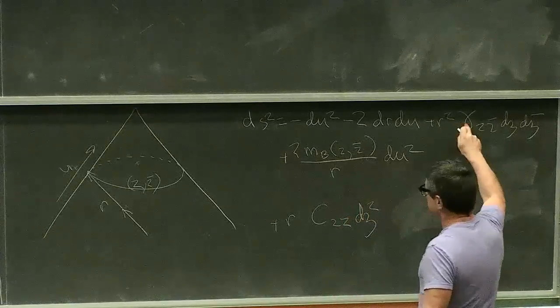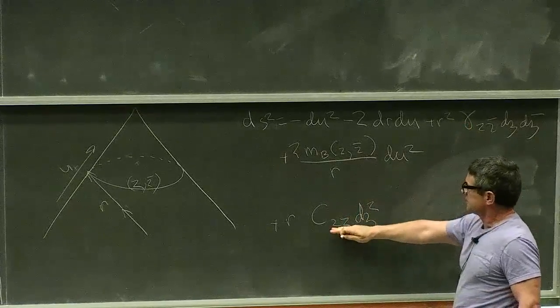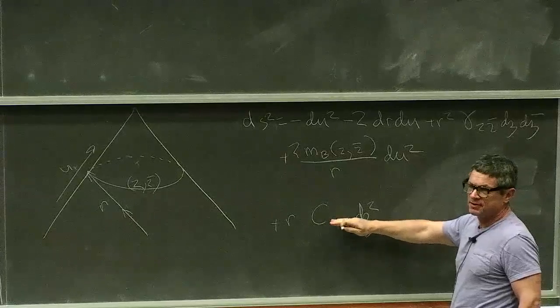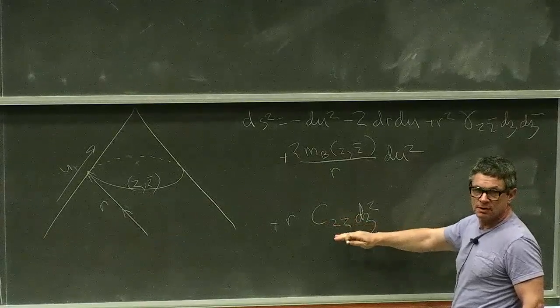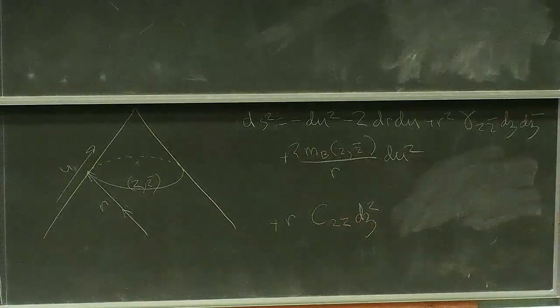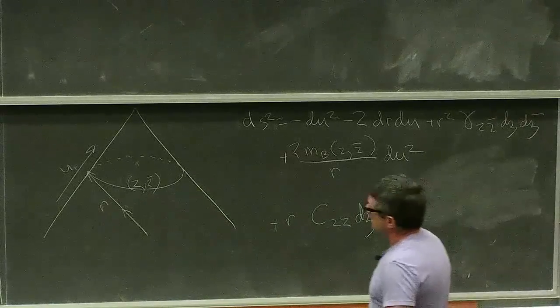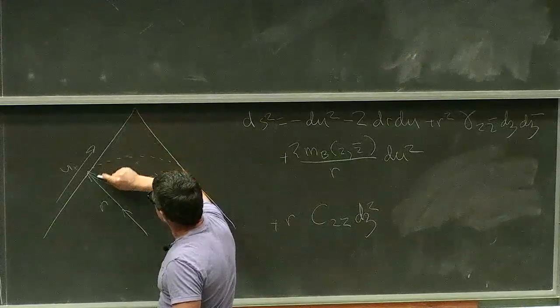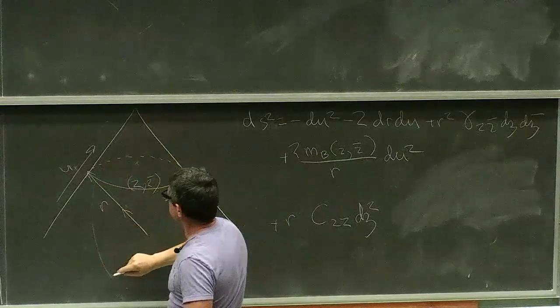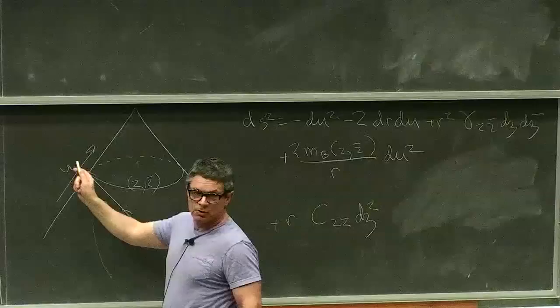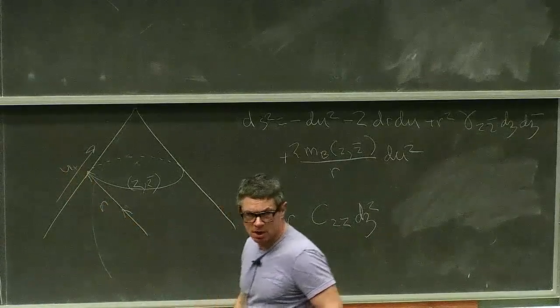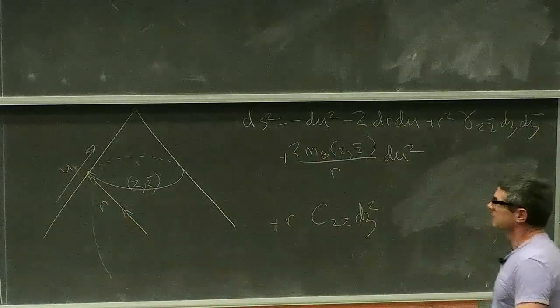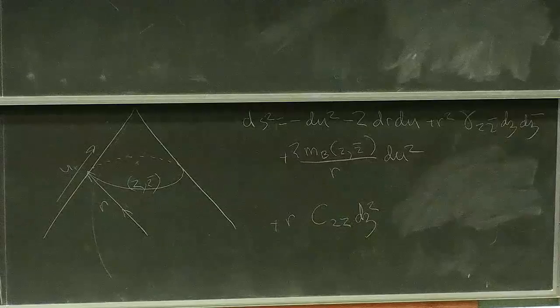a subleading to this term. U and r are both... Lines of constant r look like this. Lines of fixed u and varying r are null, but lines of constant r and varying u are time-like.